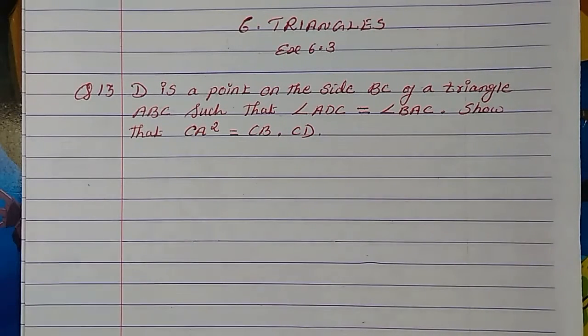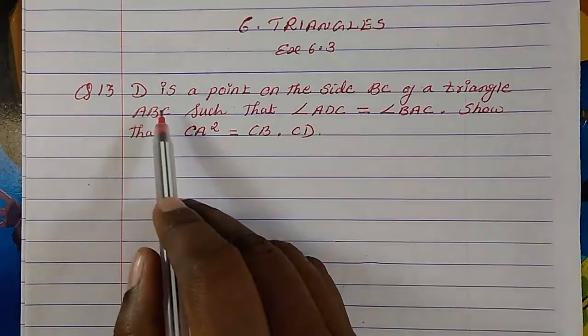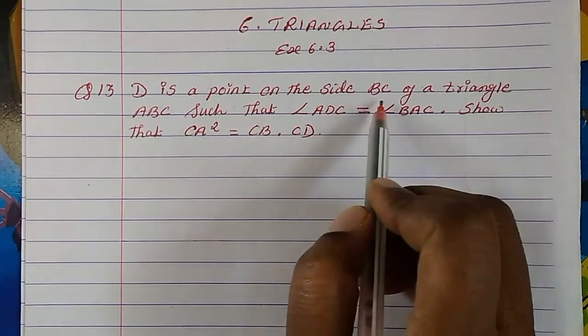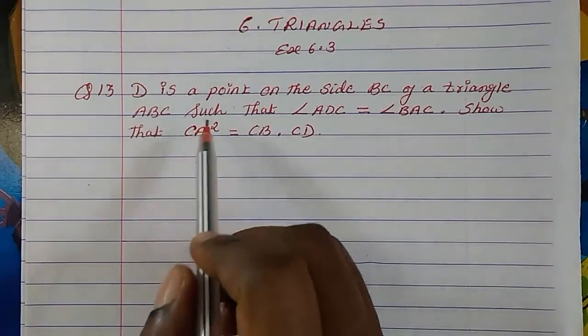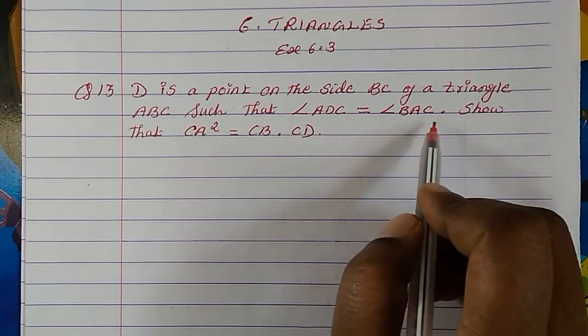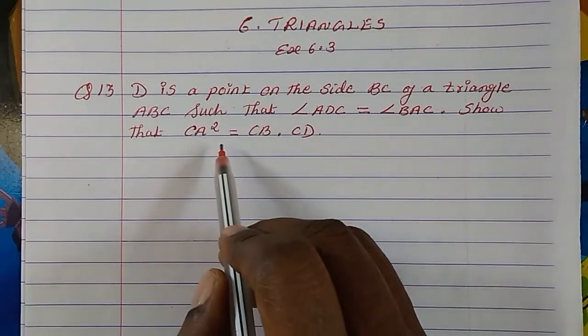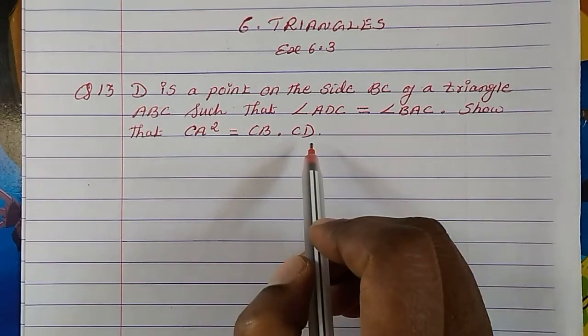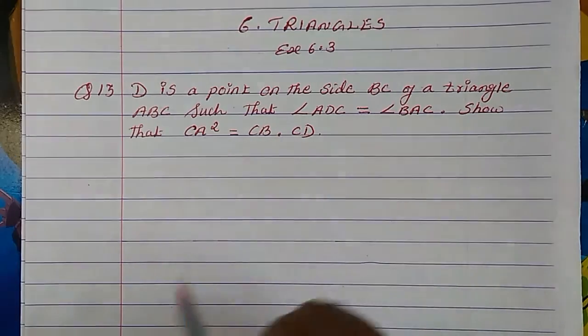Today we are going to study chapter 6 triangles, exercise 6.3, question 13. D is a point on the side BC of a triangle ABC such that angle ADC is equal to angle BAC. Show that CA square equal to CB into CD. This meaning is multiplication. Okay.